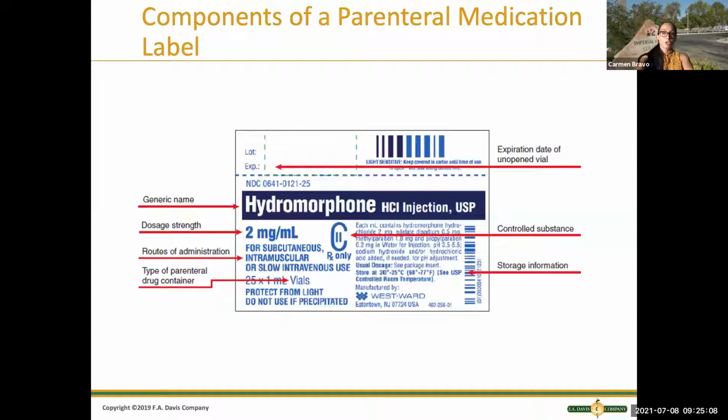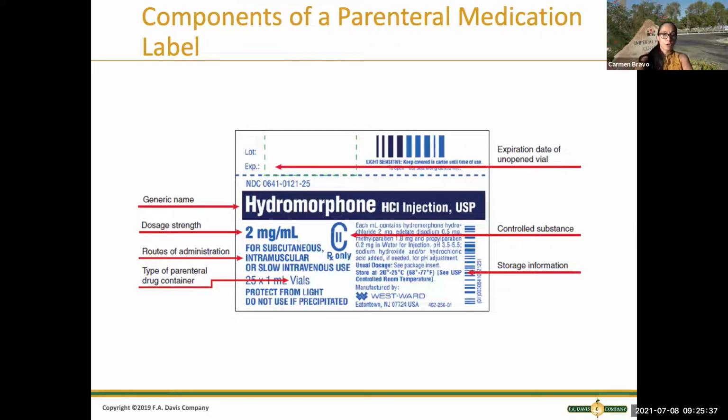So here in this slide, you see the components of the parenteral medication label again. This is the actual label. You're going to see the name, and this is what you're going to be looking at and checking. After you get that order and it gets sent to the pharmacy, you're going to see the medication, and we have the name, the dosage strength. In this particular label, it says 2 milligrams per ml. And what was the order? Do you guys remember?